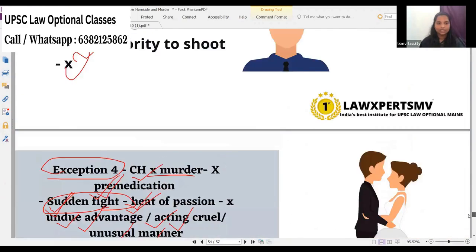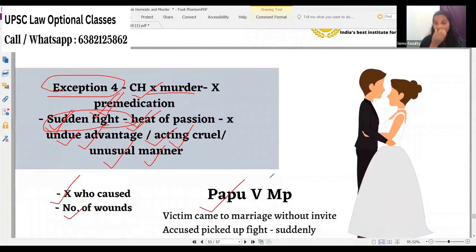Exception 4 is about sudden fight. If the murder is committed without premeditation, but under a sudden fight out of heat of passion, and the accused has not taken undue advantage over the victim, did not act cruelly, or kill the victim in an unusual manner, then he gets the benefit of this exception. He'll be charged only for culpable homicide and not murder. So every ingredient must be fulfilled here.